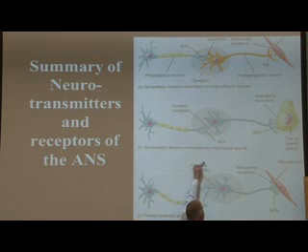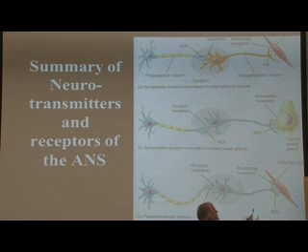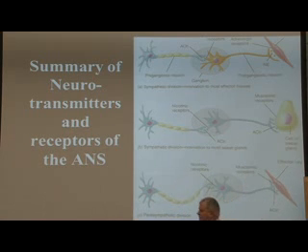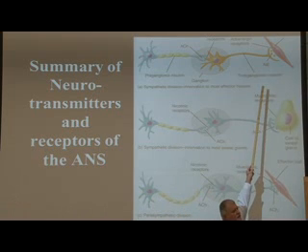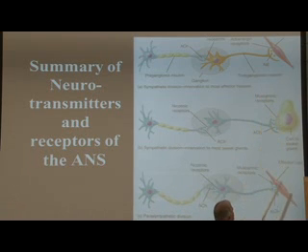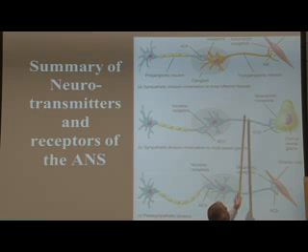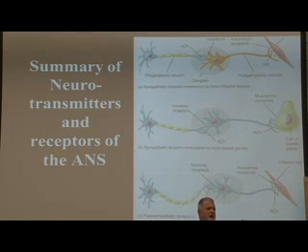Still acetylcholine, nicotinic receptors here. And the difference arises in the organs themselves. So that we no longer have acetylcholine as our neurotransmitter, but we have norepinephrine. And we no longer have muscarinic receptors, but we have what we call adrenergic receptors because adrenaline binds with them, just like norepinephrine.